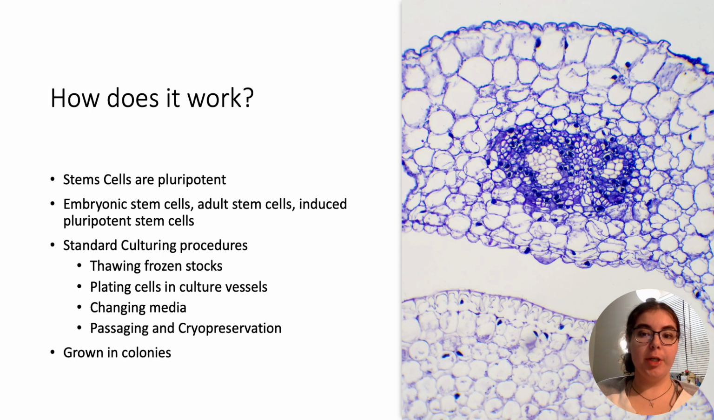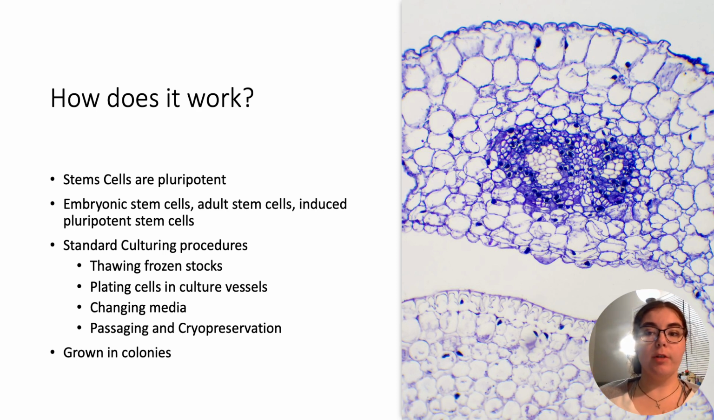Stem cells are pluripotent, meaning they are the cells in our body that can grow or differentiate into any type of cell. So rather than differentiating into only skin cells or only liver cells, they can be driven to differentiate into any type of bodily system's specific cell.